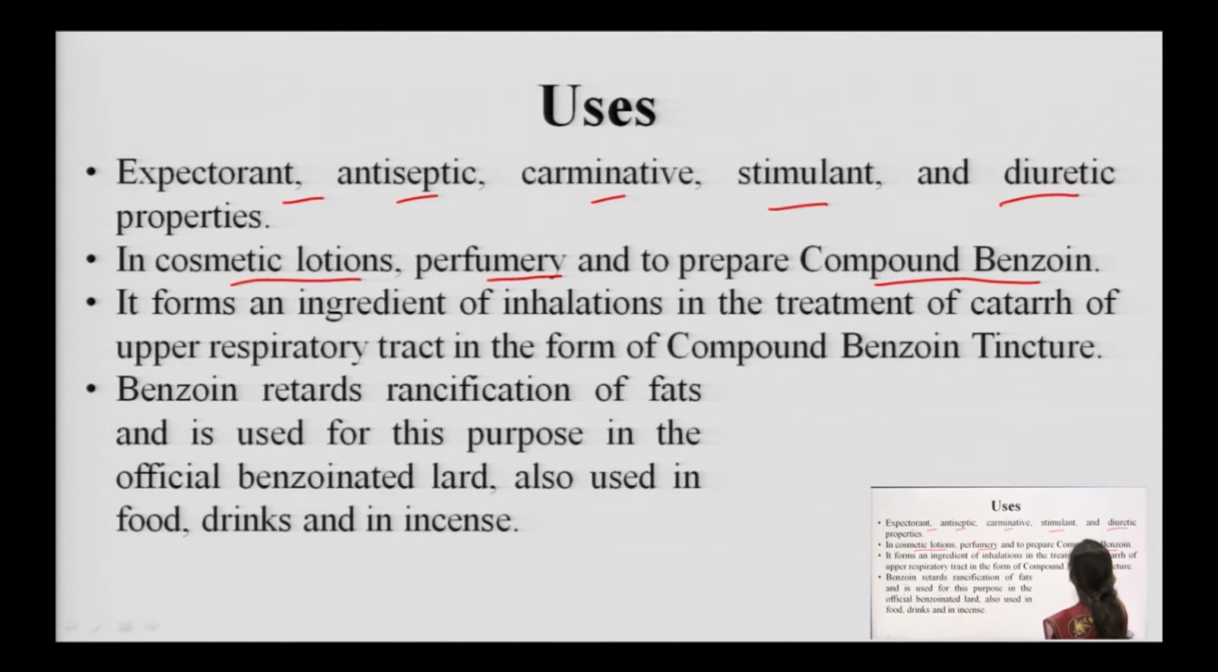It is used in the treatment of catarrh. Catarrh means what? In the upper respiratory tract, when a lot of mucus is getting secreted, that is catarrh. So, patients suffering from rhinitis can be given this as an inhaler. So, for inhalation, the tincture of compound benzoin is used.